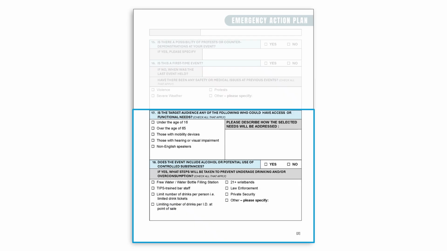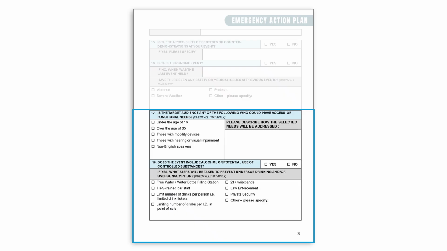Question 17. Will there be attendees with access and functional needs? Ensures ADA compliance and equitable safety planning, like accessible routes, communication support such as securing ASL contractors and providing space for them, and medical considerations.